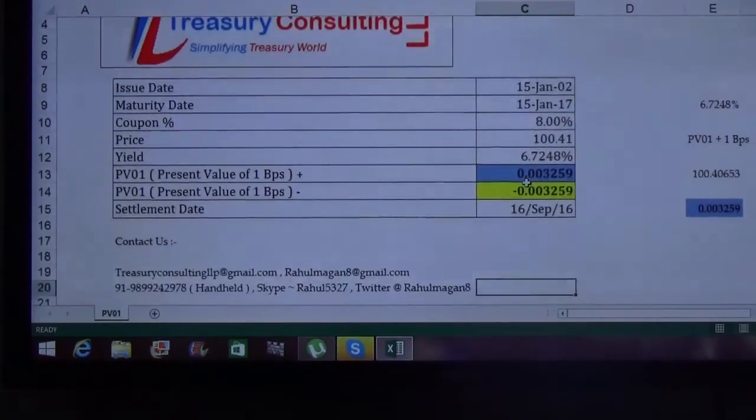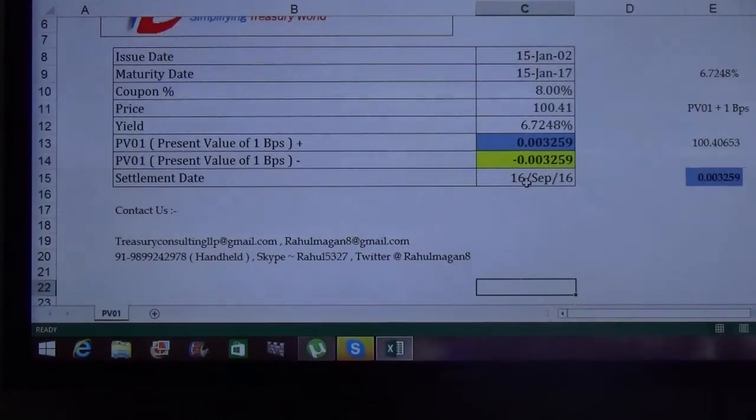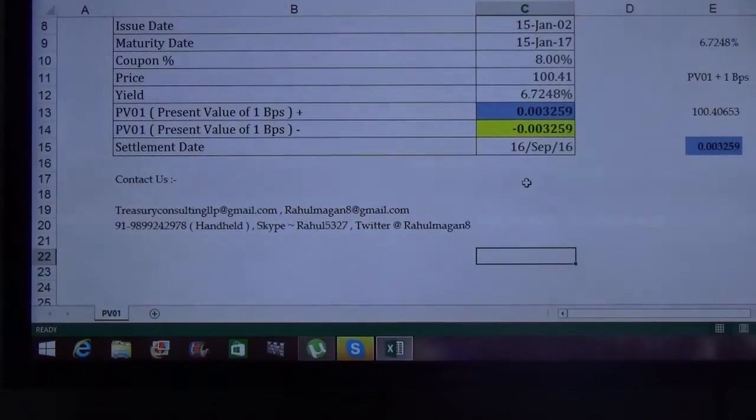But believe me that present value of 1 basis point, or the impact of 1 bips on the bond, it's a very interesting concept, and in our next video or very soon in one of our videos, we will try and calculate the impact of 1 bips when you would have an embedded option. In the embedded option, you would have a call option or you would have a put option, but we surely will try and calculate this for you.